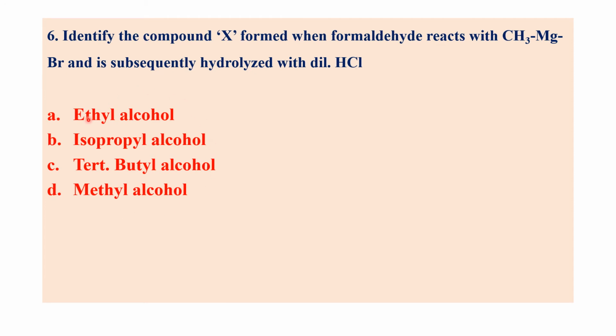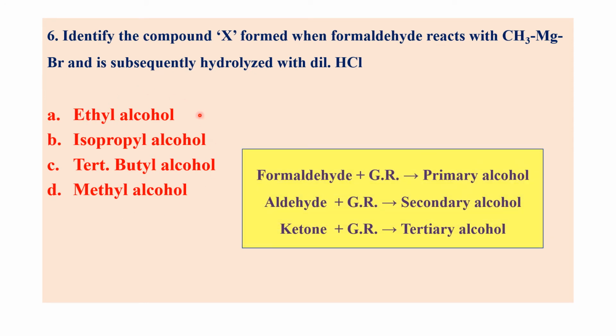Which one of the following is the correct product? From the reaction of Grignard reagent with aldehyde, we know that when formaldehyde reacts with Grignard reagent, it will produce primary alcohol. Aldehydes other than formaldehyde, when reacting with Grignard reagent, will produce secondary alcohol, and ketone when reacting with Grignard reagent will produce tertiary alcohol. Now the question is about formaldehyde, so it will produce primary alcohol. Among these options, this is primary alcohol, this is secondary, and this is tertiary alcohol. So ethyl alcohol, the primary alcohol, is the answer.